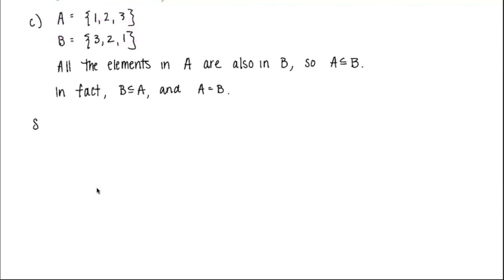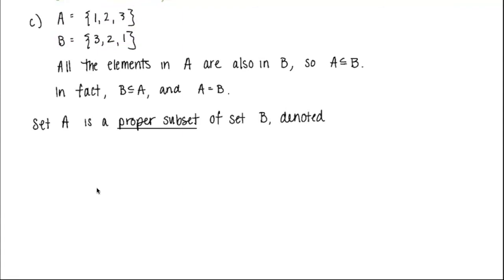So we say set A is a proper subset of set B. And it's denoted in a very similar manner. You still have A, you still have this C-looking thing, and set B. You just no longer have this bar underneath it. So that bar is basically indicating the sets can equal each other. Now they can't.